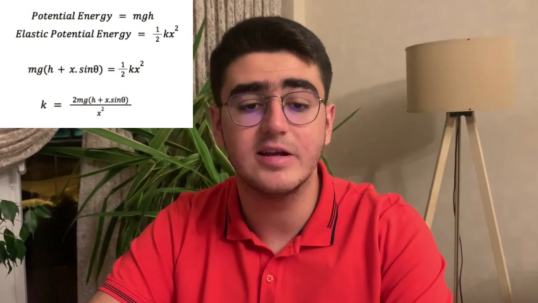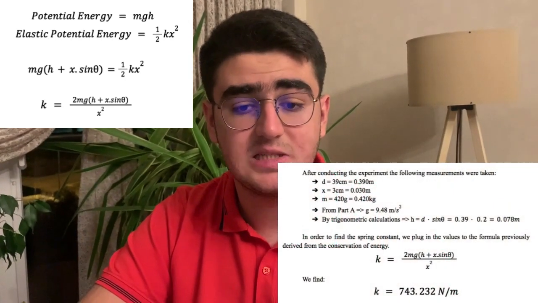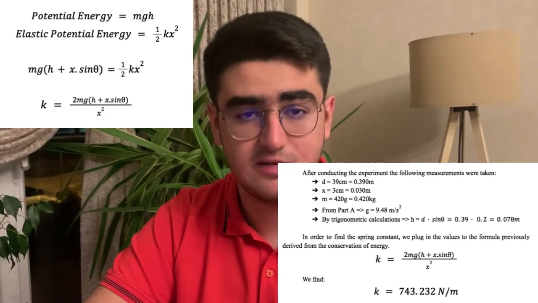Now we know enough to calculate the spring constant through the formula on the screen, derived from the conservation of mechanical energy. We use g as the gravitational acceleration we found in part A of the experiment. Then we get the spring constant by plugging in all the values in the formula.